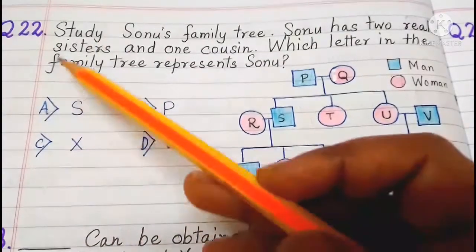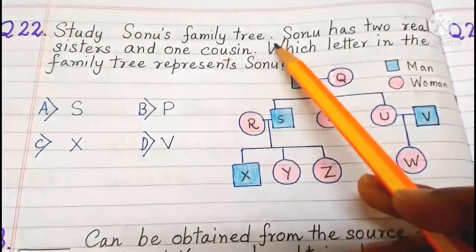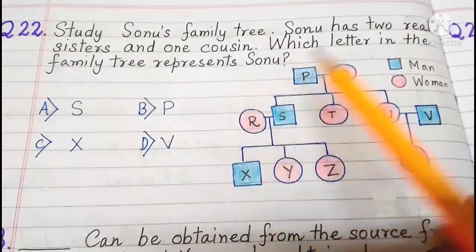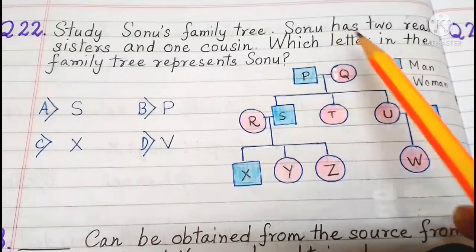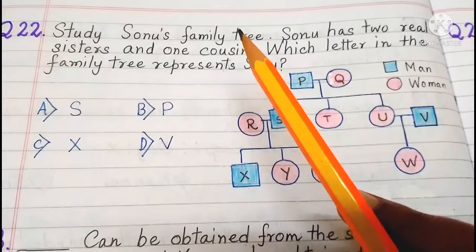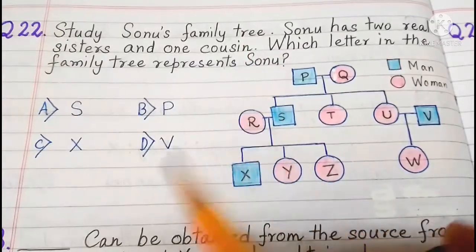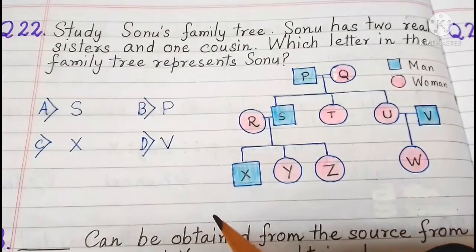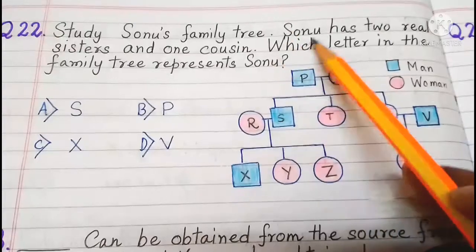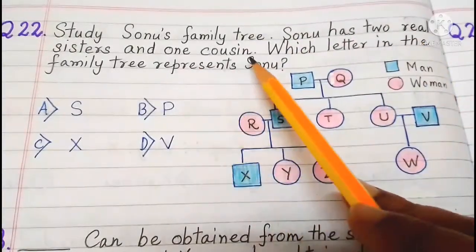So coming to question number 22. Study Sonu's family tree. It is a family tree. This chart represents a family tree. Sonu has two real sisters. So real sisters means a sister from your own parents, and a cousin sister means a sister from your uncle's or auntie's marriage. So cousin sister and real sister have a difference. So Sonu has two real sisters and one cousin.